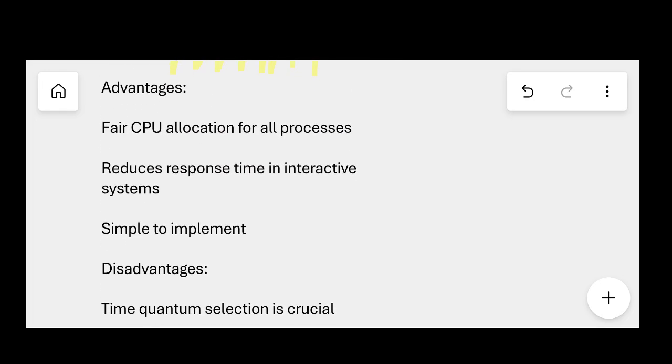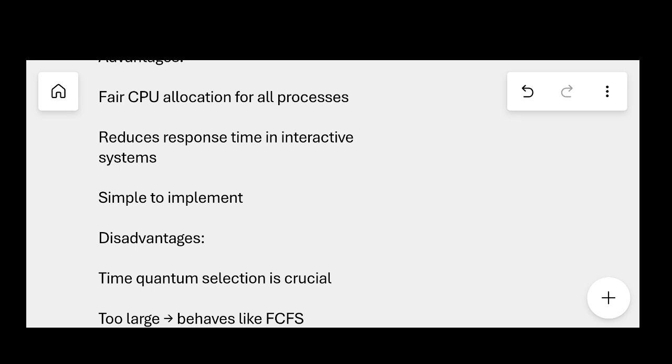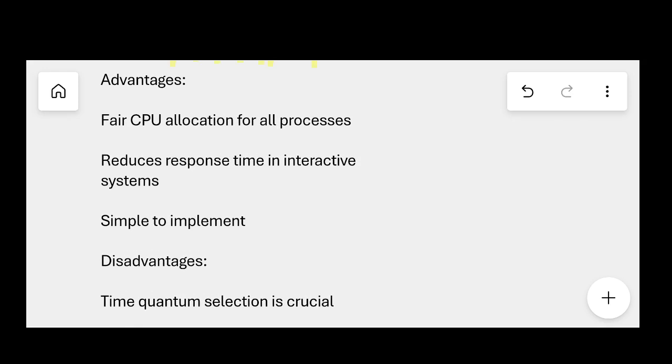Now see the advantages. Fair CPU allocation for all processes, reduces response time in interactive systems, and it is simple to implement. Basically it is fair to all processes, reduces waiting time for interactive systems, and is easy to implement.